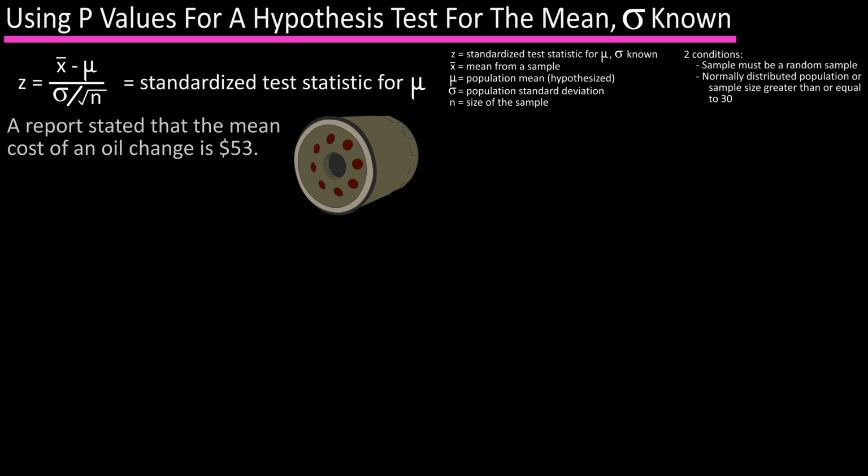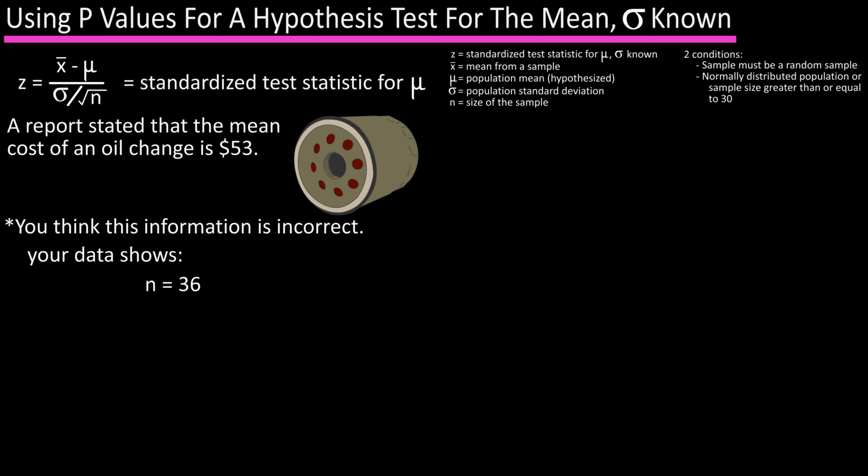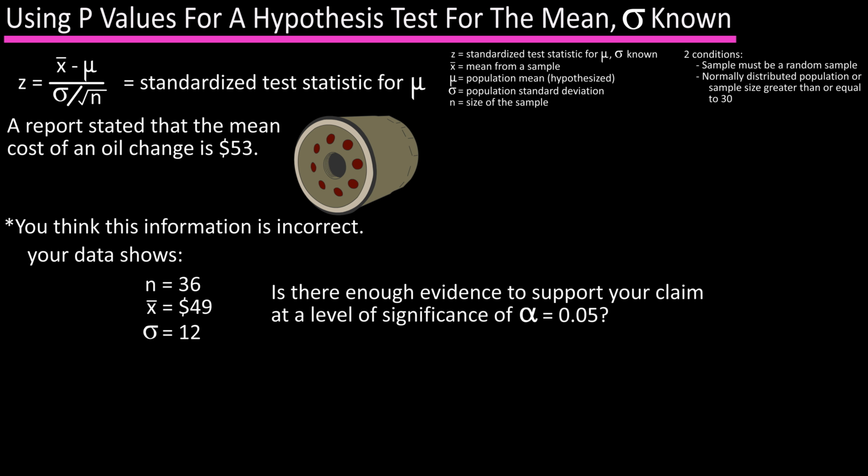A recent news article stated that the mean cost of an oil change is $53. You think this information is incorrect. So you randomly select 36 people and find the mean cost for their oil changes to be $49. And from past data, you know the population standard deviation is $12. Is there enough evidence to support your claim at a level of significance of alpha equals 0.05?